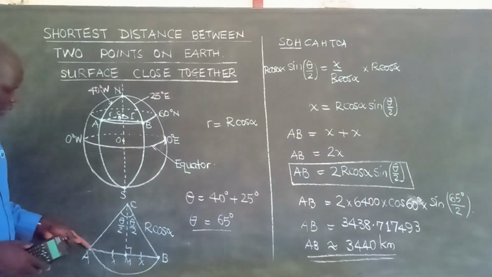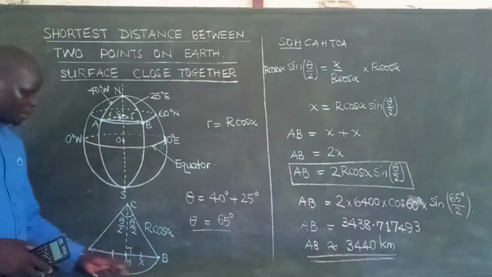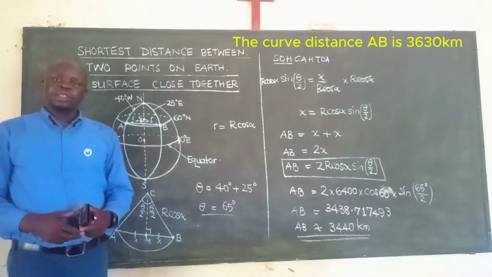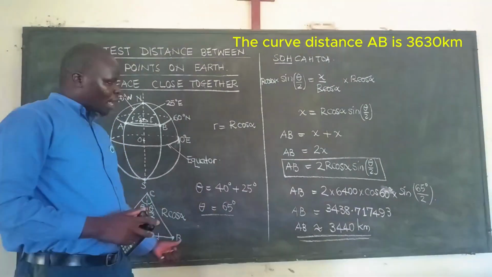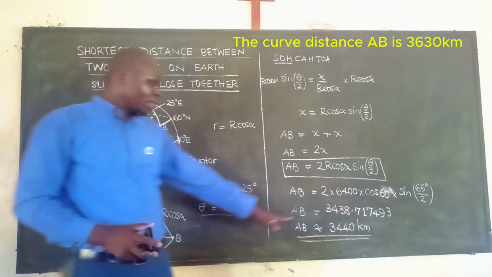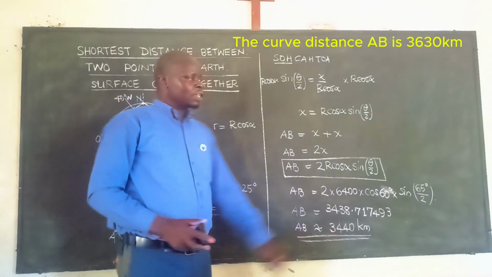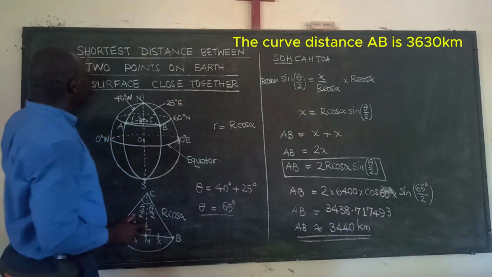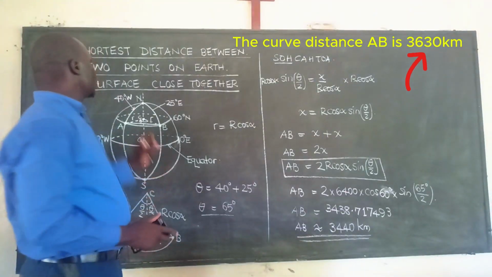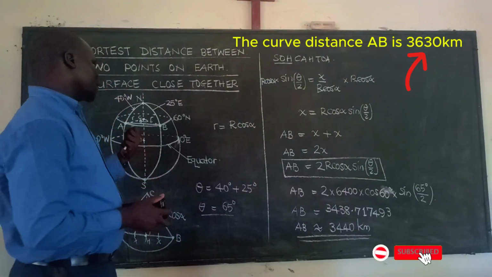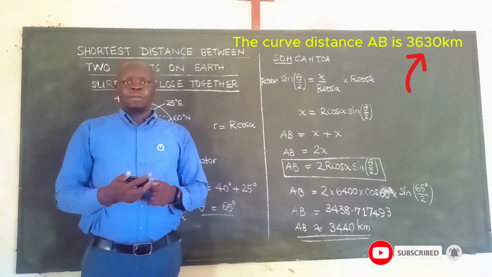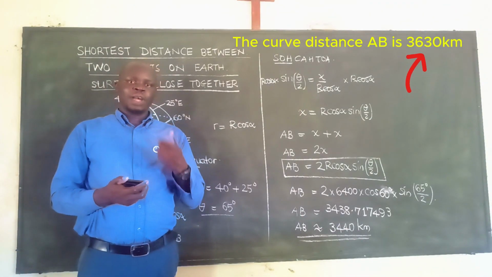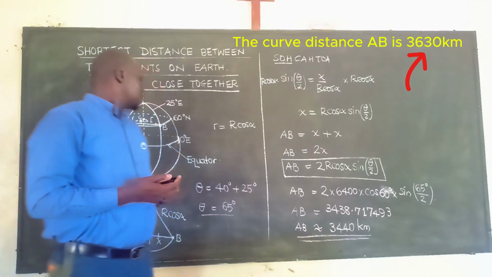If you are not calculating the shortest distance, then it will be this curve that moves like that, which is this one here. And that curve, you can go ahead and prove to yourself by calculating. You realize that the answer between A and B using the curve is more than our distance here, and that is why we refer to it as the shortest distance between 2 points close together on the Earth's surface. The next time we shall look at the shortest distance of points that are far apart on the Earth's surface.